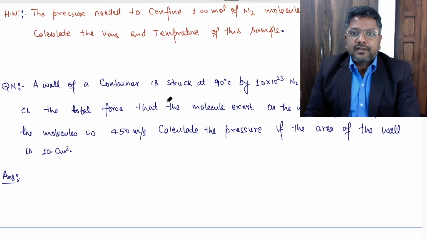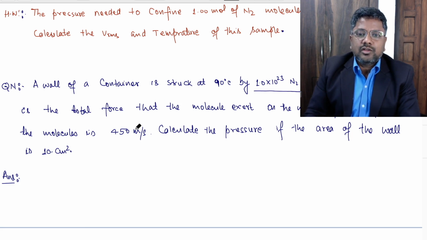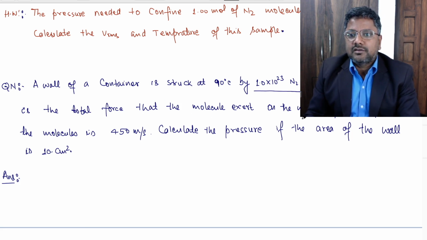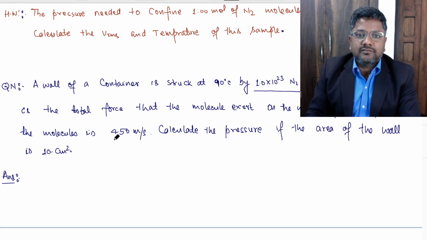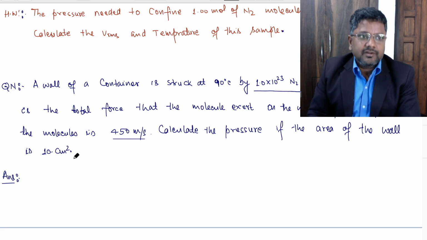A wall of a container is struck at 90 degrees Celsius by 10 to the power 23 nitrogen molecules each second. What is the total force that the molecules exert on the wall if the speed of the molecule is 450 meter per second? Calculate the pressure if the area of the wall is 10 centimeter square.